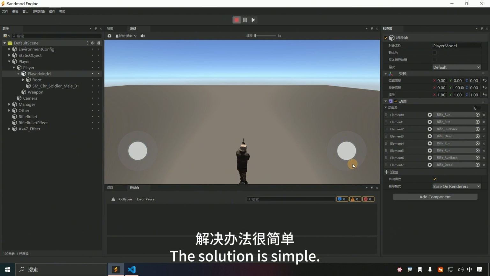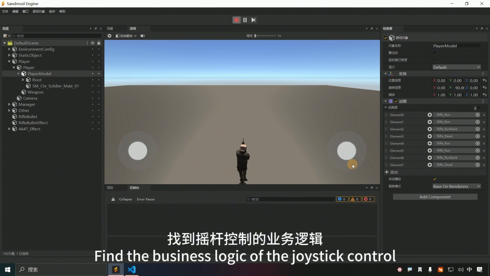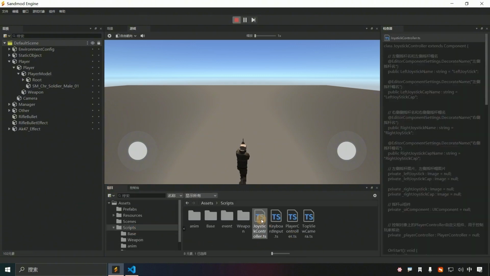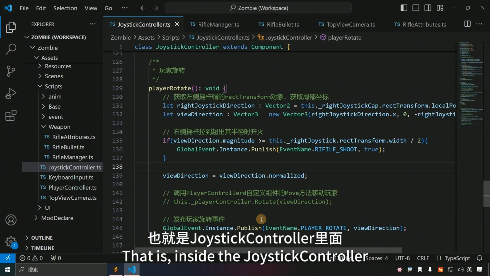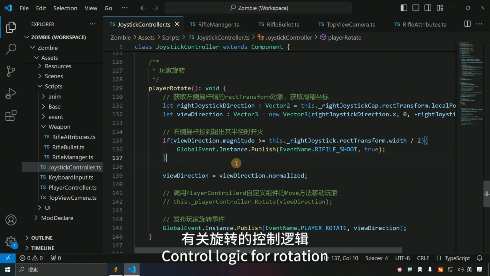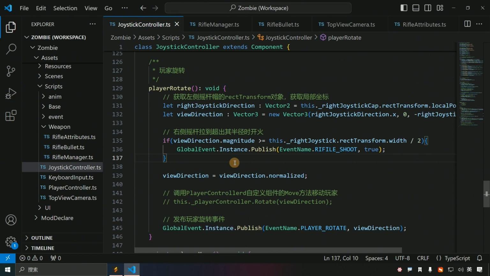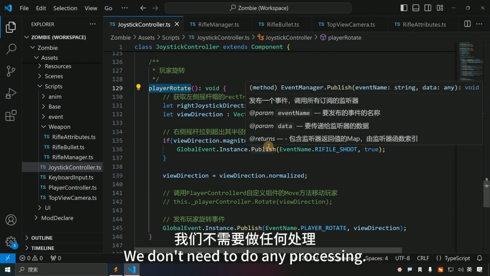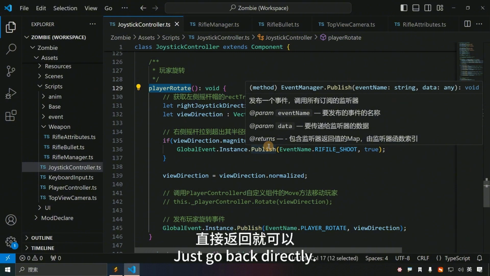The solution is simple. Find the business logic of the joystick control, that is, inside the joystick controller, the control logic for rotation. When the vector represented by the right joystick is the zero vector, we don't need to do any processing. Just return directly.